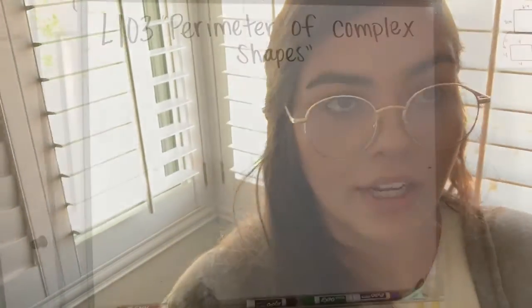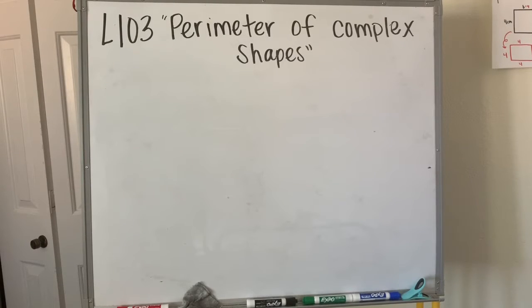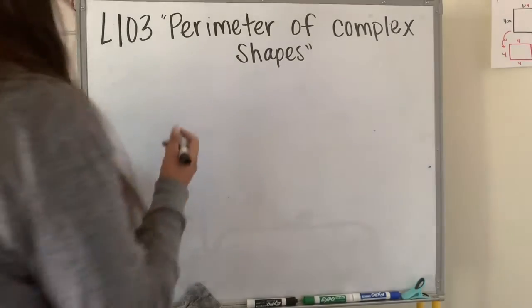We are on to lesson 103. Grab a pencil, grab a notebook, let's get started. All right, perimeter of complex shapes. Instead of doing language of the discipline today, we are going to jump right into it.